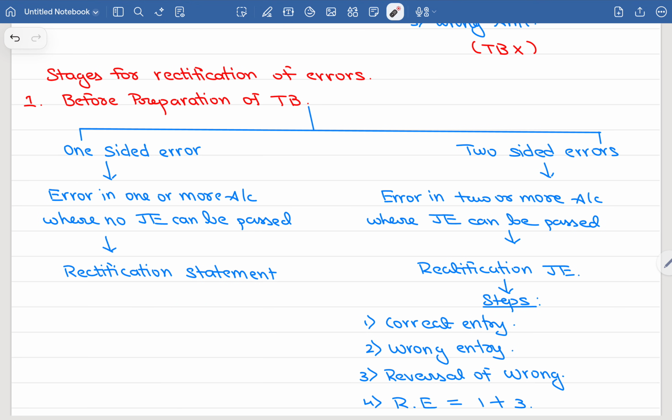Whereas two-sided errors, error in two or more accounts where journal entry can be passed. So by passing a journal entry, we will rectify the error. So in examination, one-sided errors before preparation of trial balance will not be asked, most probably. Okay, if you find out the question papers of the previous exams, there are no questions on one-sided errors. Most probably they will ask the questions on two-sided errors. So how to pass the rectification entry in case of two-sided errors before preparation of trial balance?